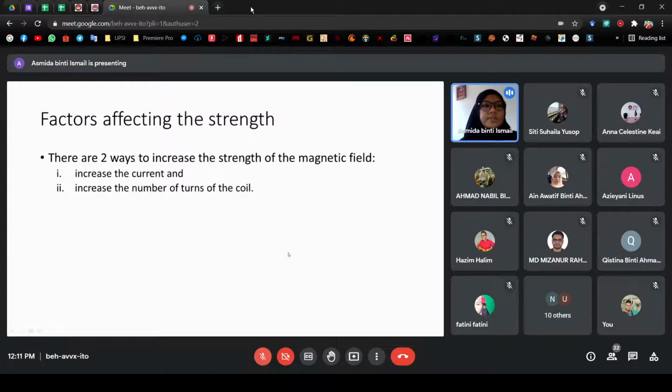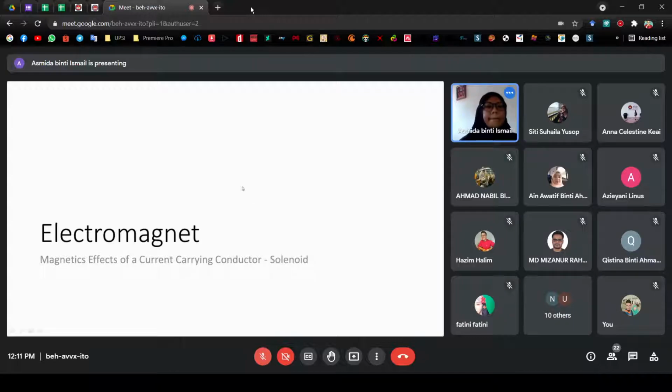Factors affecting the strength. There are two ways to increase the strength of the magnetic field. The first one is to increase the current, and the second one is to increase the number of turns of the coil. So kalau lagi besar dia punya arus ni, lagi kuatlah magnetic field, ataupun lagi banyak turn ni, dia punya bilangan coil tu, lagi banyak bilangan turn dia, so lagi tinggi dia punya magnetic field.